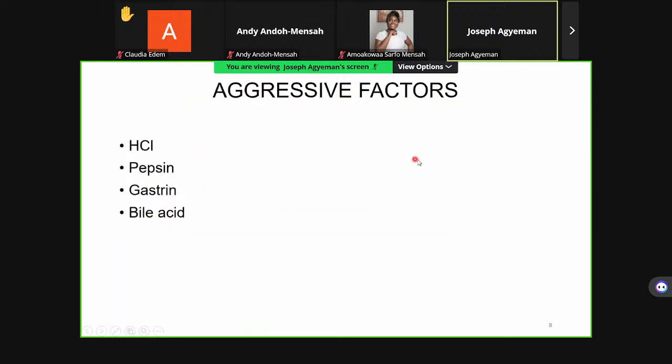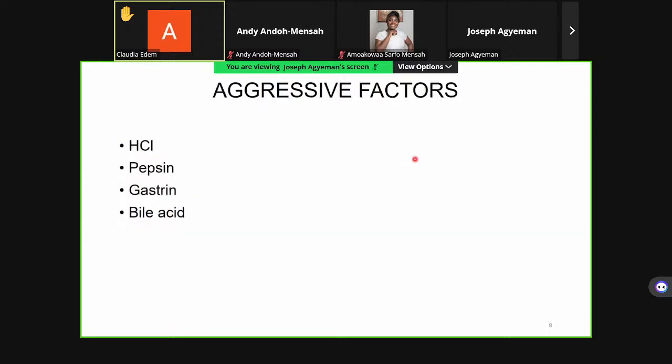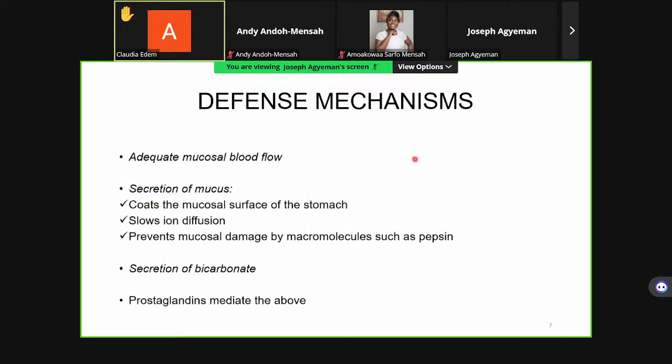Any question? Yes, I have a question. Okay. Can you please explain? So please go back to the previous slide. That's the last two slides. The previous one. Okay, can you please explain the slow ion diffusion? I didn't get that part. This one.